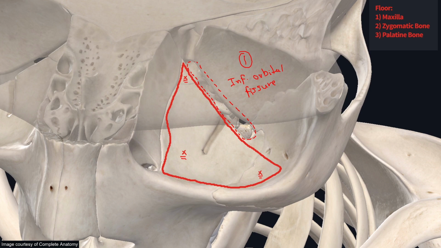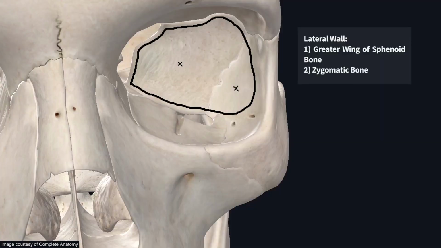So what's the function of the inferior orbital fissure? It's basically an opening where a lot of important neurovascular structures pass by. For now, we're not gonna talk about them. There's a separate video for them. But all you need to know is that the inferior orbital fissure separates between our floor and our lateral wall.